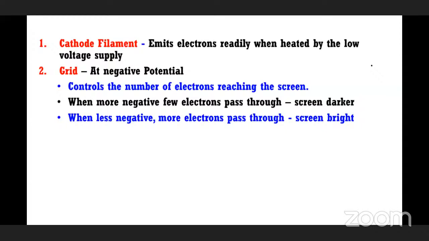There is a control knob, a potential divider, which varies the potential difference between the grid and the cathode. When you decrease, it becomes less negative. At that point, the screen becomes much brighter. Then when you increase it, we will show you again. That is how this grid works.